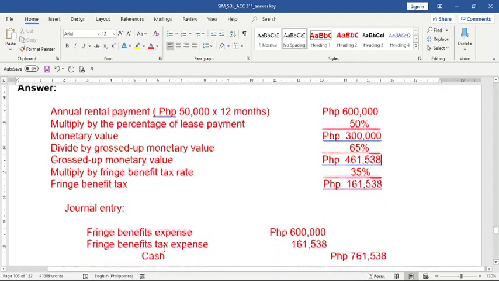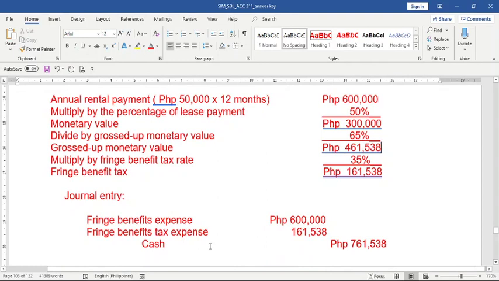So when you journalize this, this is our journal entry. Because of the rental payment, 600,000. So, fringe benefit expense, 600,000. And then our tax is 161,538. Our cash outflow is 761,538.